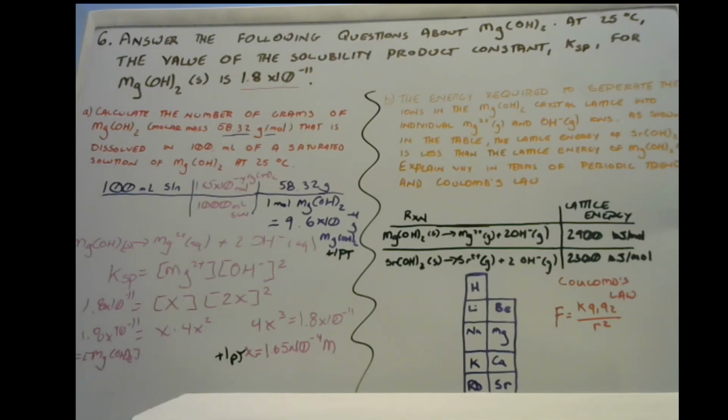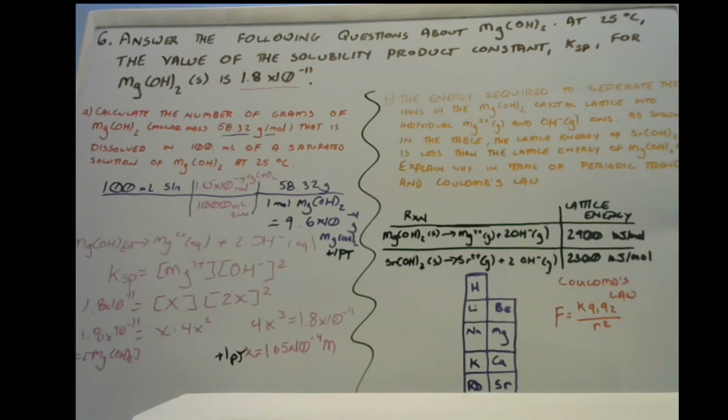Part B continues on. It says the energy required to separate the ions in the magnesium hydroxide crystal lattice into individual Mg2+ gas and OH- gas ions, as represented in the table, is known as the lattice energy of magnesium hydroxide solid. As shown in the table, the lattice energy of strontium hydroxide is less than the lattice energy of magnesium hydroxide. Explain why in terms of periodic properties and Coulomb's law. Okay.